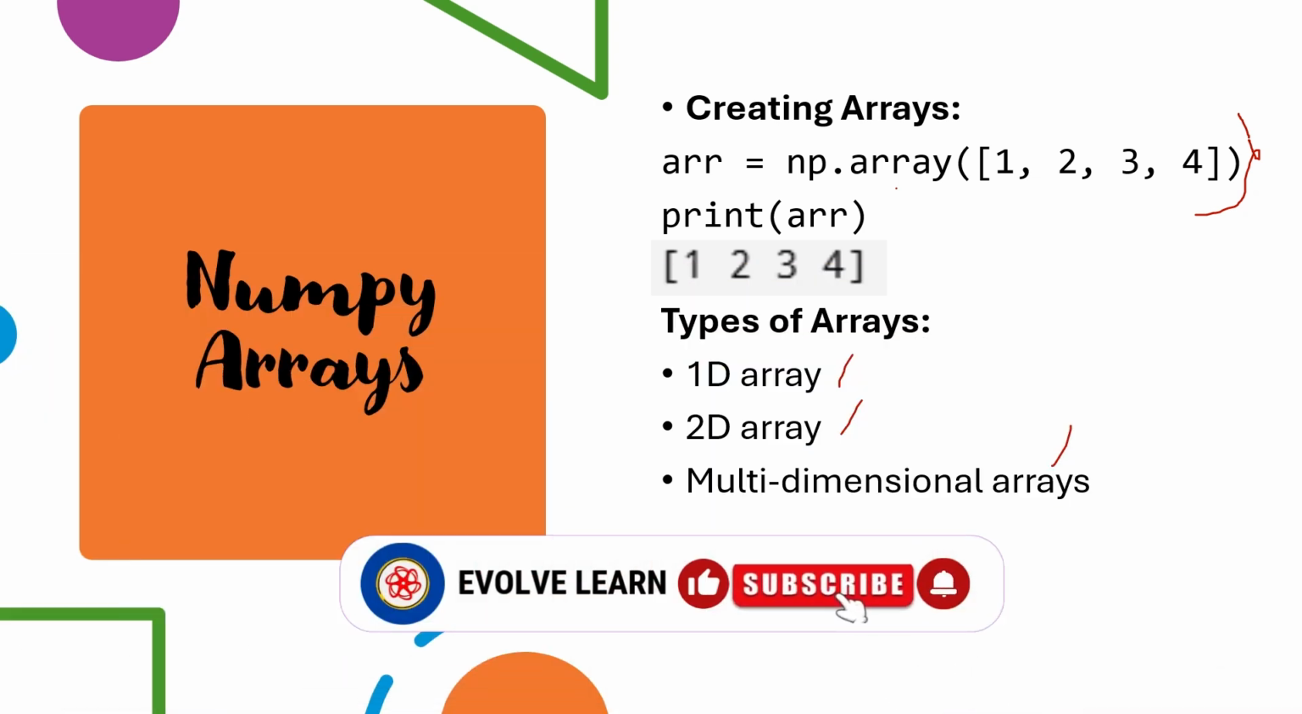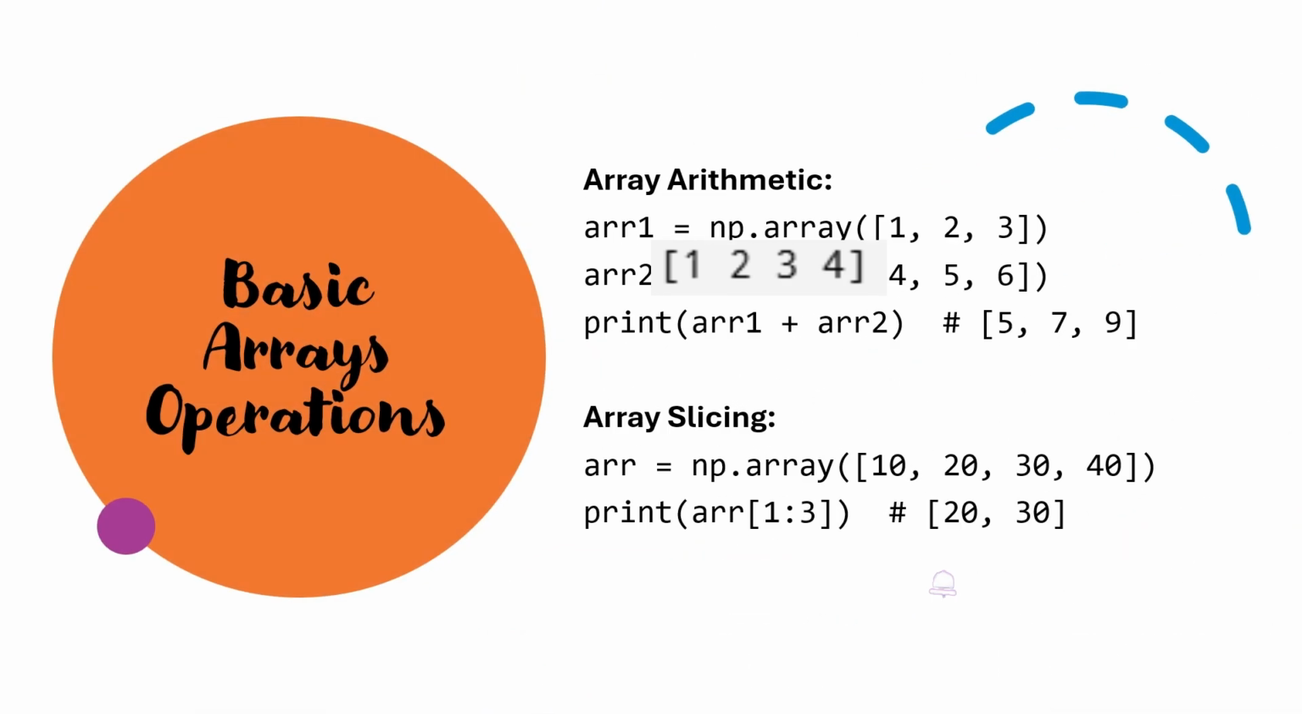Next, let's see basic array operations. Arrays in NumPy come with powerful operations, for example, array arithmetic and array slicing. These operations make data manipulation very easy. So let's explore these. First, array arithmetic. NumPy allows you to perform element-wise operations on arrays efficiently. Some common arithmetic operations you can perform in NumPy are addition, subtraction, multiplication, division, modulus, and power.